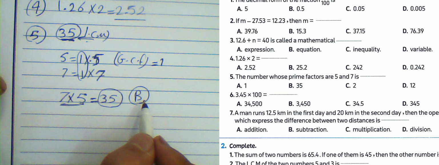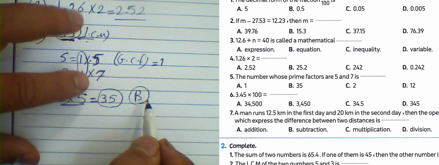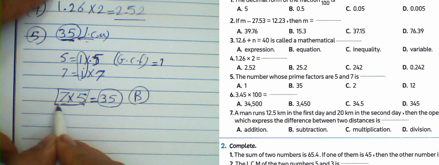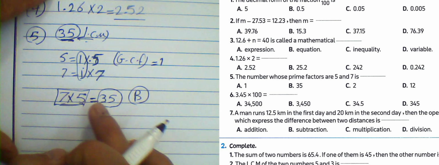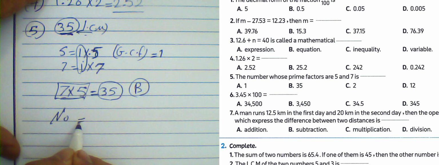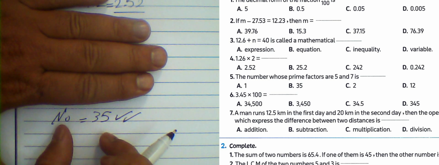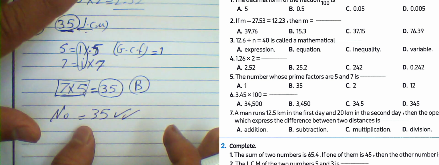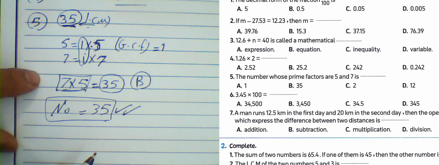But if he asked, if we have 5 and 7, the greatest common factor between them, it's 1. The least common multiple between them will be 35. But in this example, he tells us, what is the number whose factors are 5 and 7? It will be 35. Then the number will be equal 35. Okay, don't write all these steps. We must find the product only between two numbers. If he asked about the least common multiple or greatest common factor, that's different, but in this example, you must find the product only between two digits.